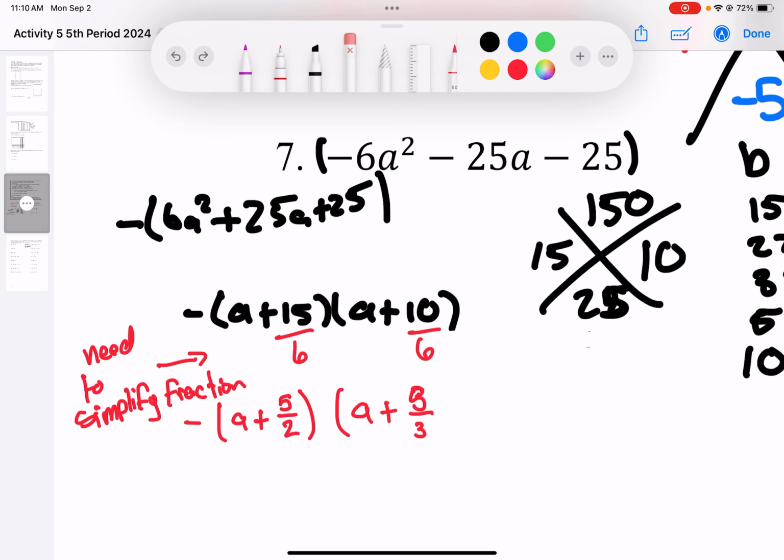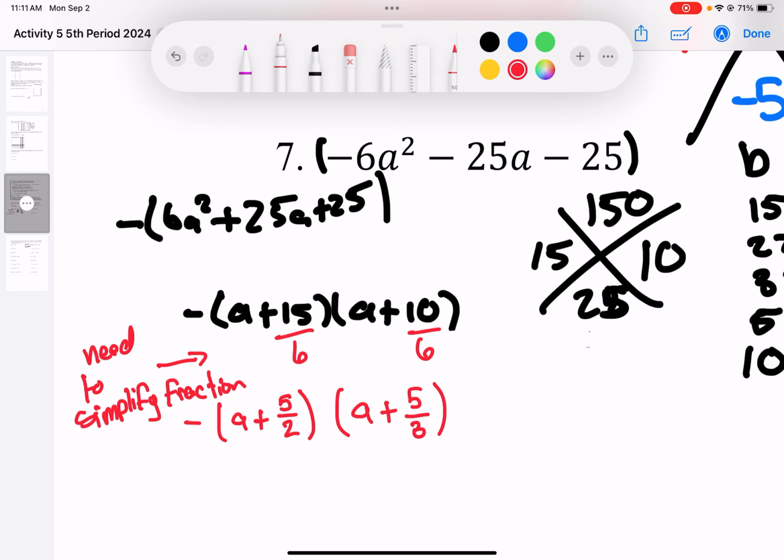I am going to try this one more time. Be super careful. That doesn't work, so let's do this instead. That works. 10 is divisible by 2, which gives me a 5. And 6 is divisible by 2, which gives me a 3.